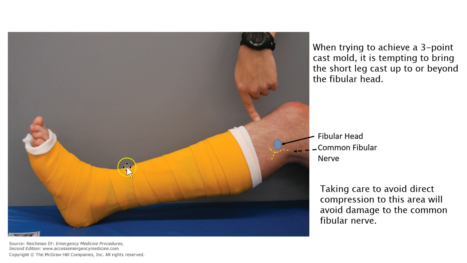The patient would also have some sensory deficits here in the distribution of the deep fibular nerve, meaning in the flip-flop area between the first and second toes, as well as the distribution of the superficial fibular nerve, which would be the lateral leg and now the remaining dorsum of the foot.